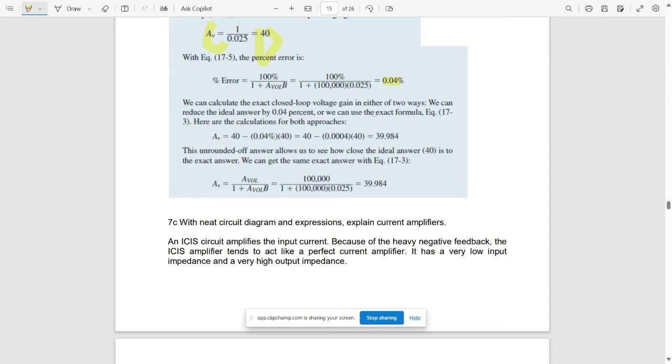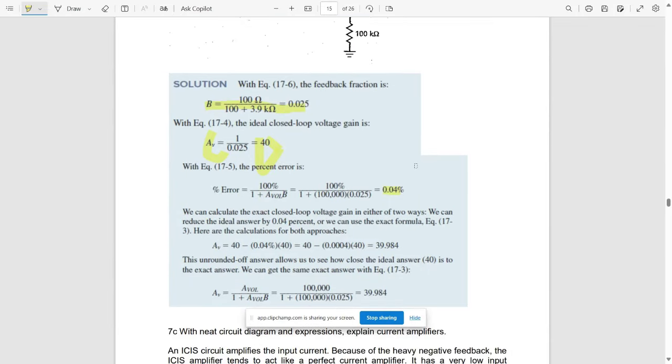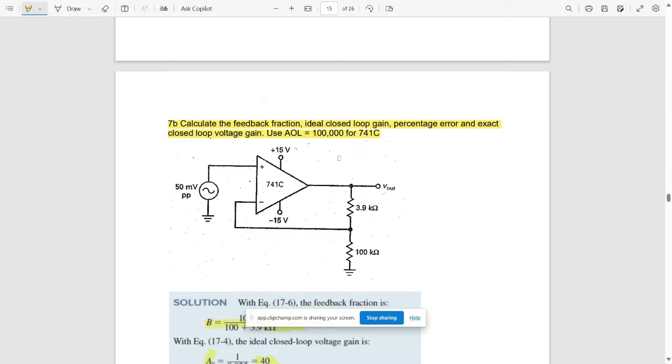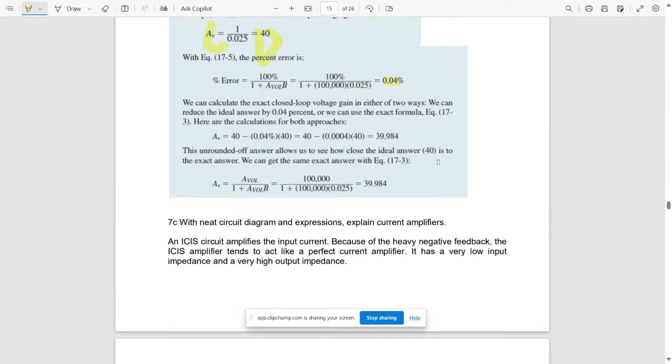so these are the other parameters we need to calculate. This is your final answer actually, but these are the other parameters. So you can pause the video and refer to this solution. This is the answer for 7b here.